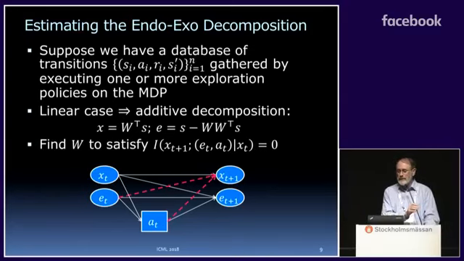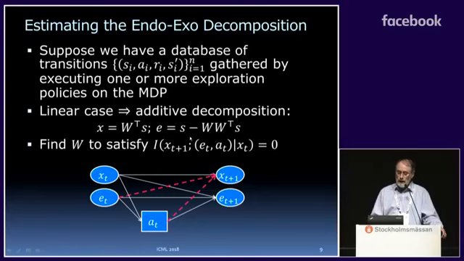And in the paper, we look at the general case. But for this presentation, let me just talk about the linear case, where we're going to assume that the exogenous state is a linear projection from the original full state space. So under that assumption, we get an additive decomposition. This is the exogenous state here, and then the endogenous state can be obtained by subtracting the exogenous state from the original full state.